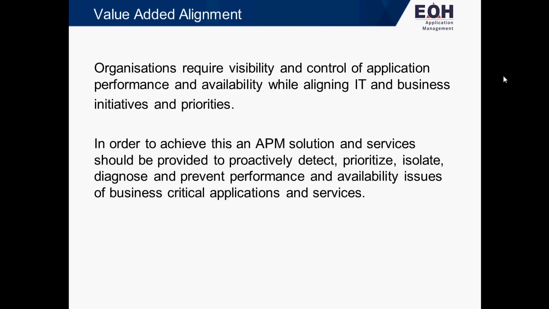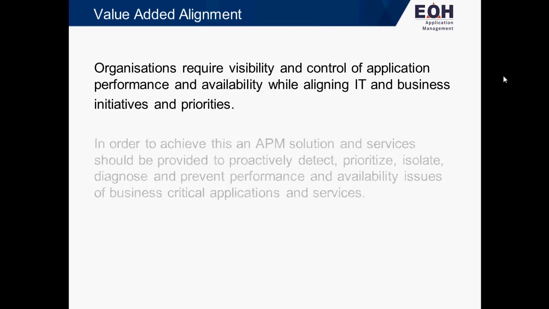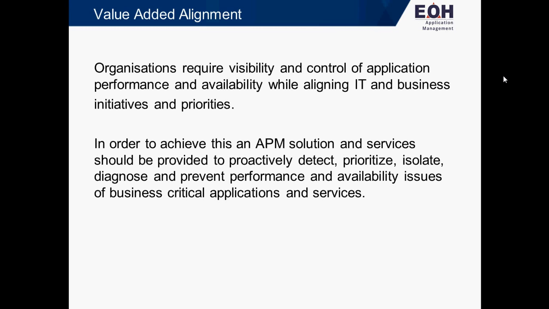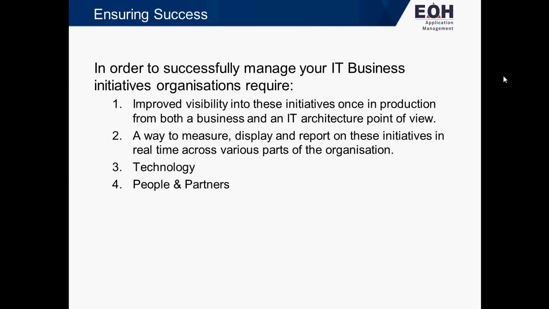So value-added alignment, as we said again, what is it that we're trying to achieve? We're trying to provide you with visibility and control of application performance and availability while aligning your IT and business initiatives and priorities. But what we need to focus on tonight is really how do we do this? So we do it through an APM solution that provides services that can proactively detect, prioritize, isolate, diagnose, and prevent performance and availability issues of business critical applications and services.